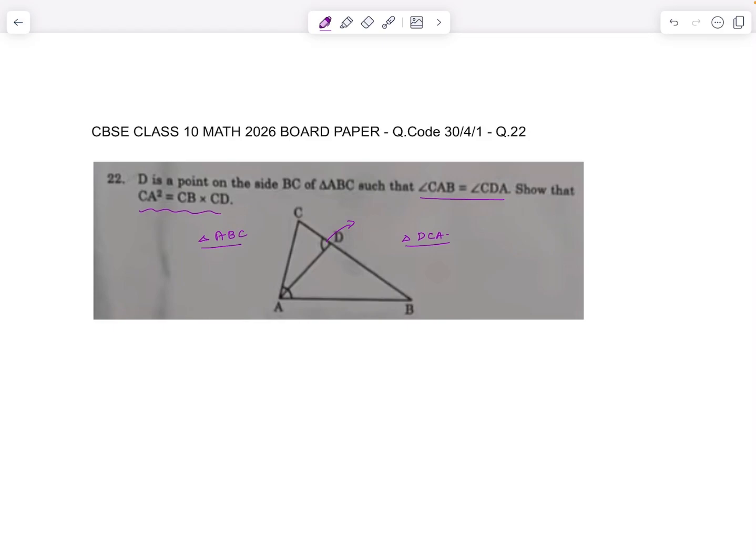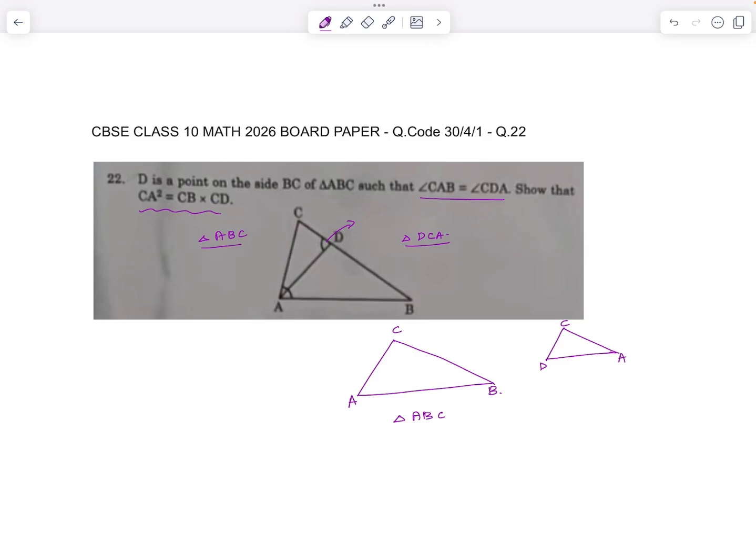For that, we have to compare the triangles ABC and triangle DCA. In case there is any difficulty in comparing the two triangles, we can draw them separately. We will be able to visualize the similarities between the triangles. The first triangle is triangle ABC and the second one is DCA.